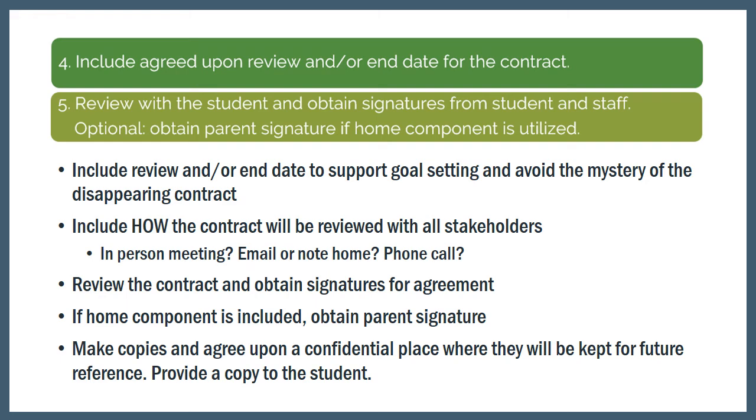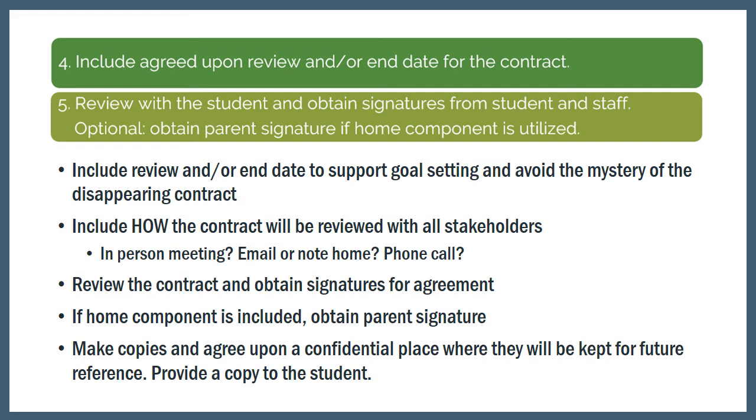Now that you've clearly defined the expectations of all stakeholders, as well as how data will be collected and used, it's now time to determine an agreed upon review and/or end date for your contract, as well as to review the plan with the student and obtain signatures. Determining a review or end date will not only support in setting a timeline for goals included in the contract, but it will also minimize the risk of the disappearing contract.